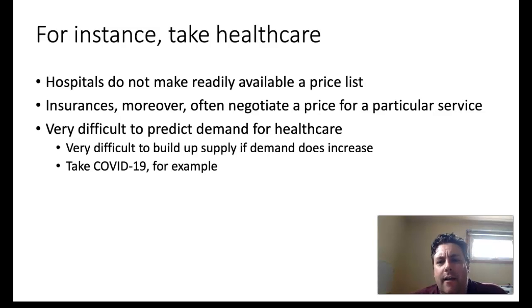But add to this the idea that insurers often negotiate specific prices for particular services. So two different people going into a hospital for the exact same medical procedure might pay two different prices, given that they have two different kinds of health insurance. So price is this weird concept when it comes to things like healthcare. And then consider, for example, that it's very difficult to predict demand.